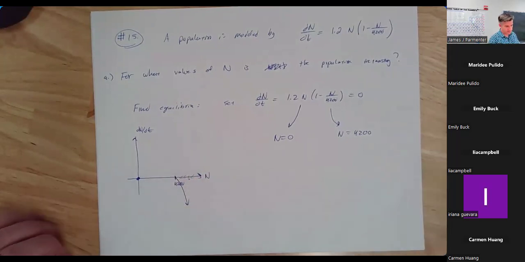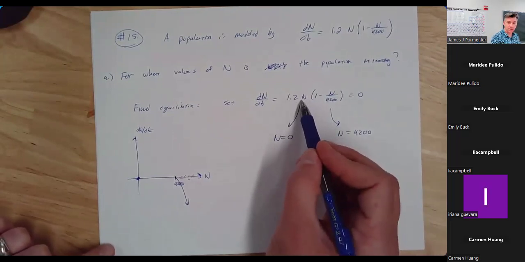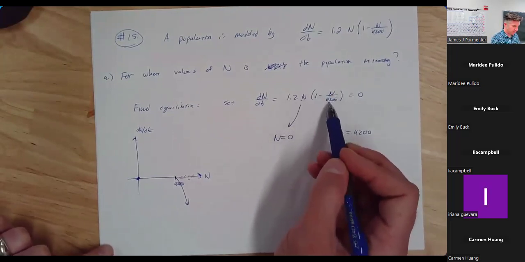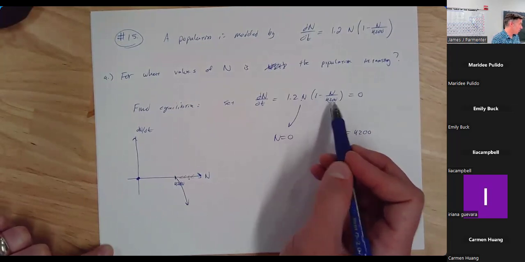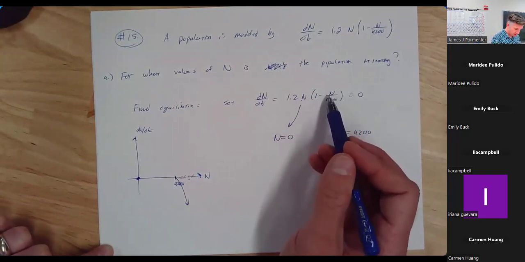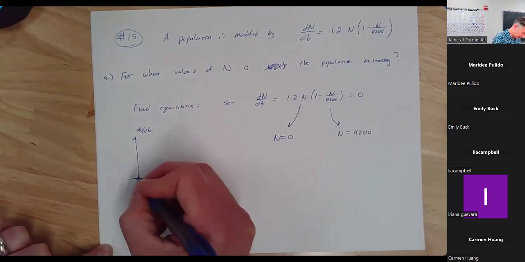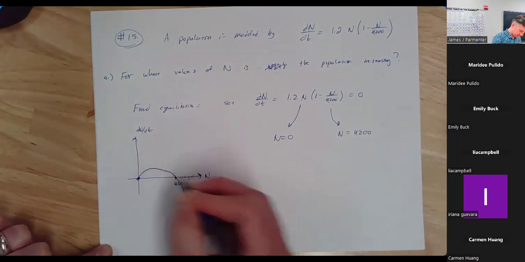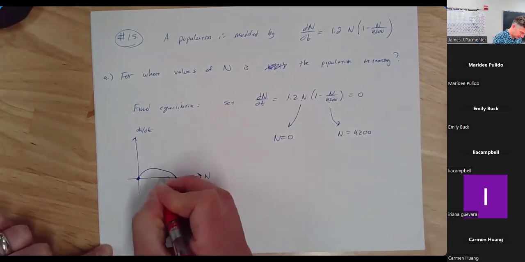Between 0 and 4,200, I'm going to pick 1. 1.2 times 1 is positive. 1 minus 1 over 4,200 is also positive because 1 over 4,200 is pretty small. So positive, positive, that means we are positive in there, which means n is increasing.